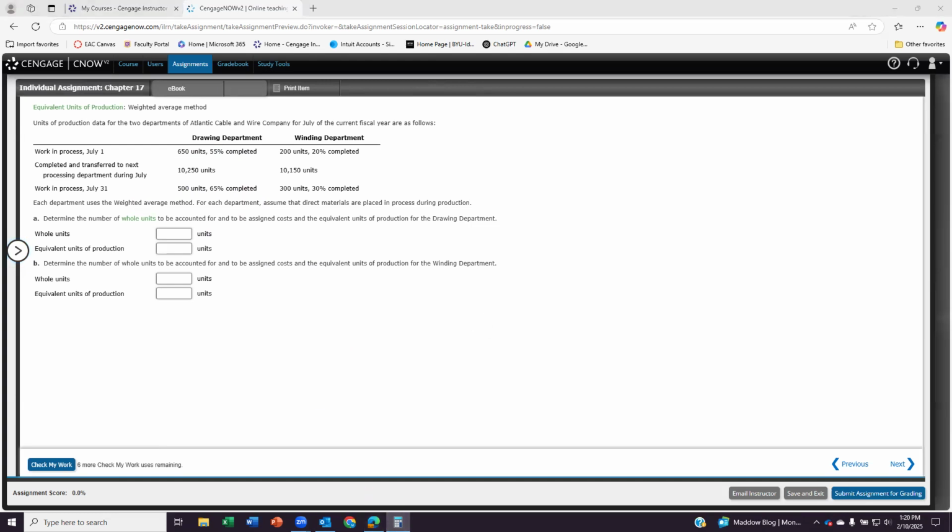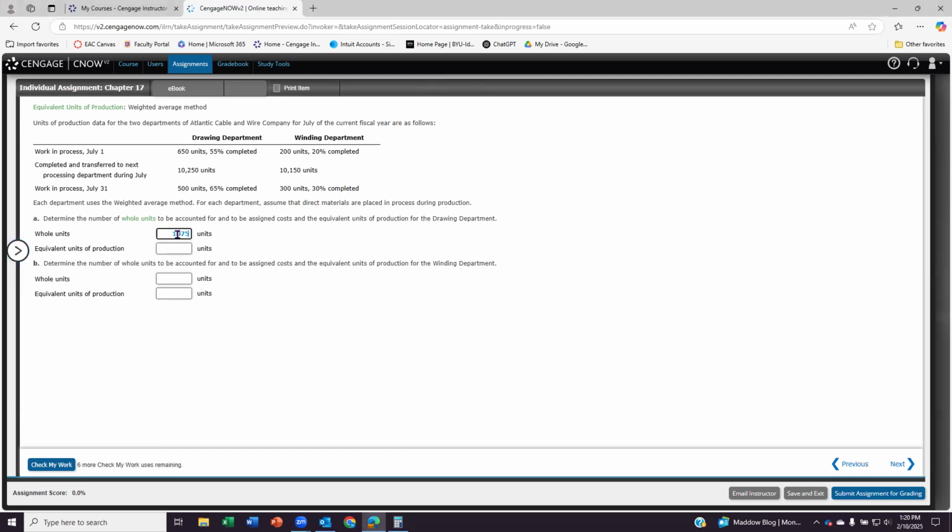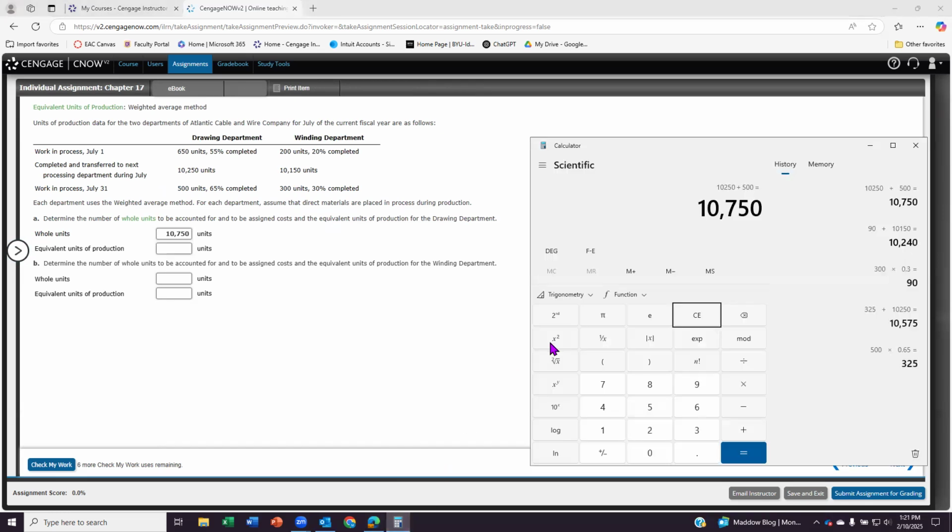I feel almost a little silly that I overcomplicated this in my brain so much. On mine, your numbers might be different, I'm going to say 10,250 plus 500, the work in process. That's how many whole units I have to account for, 10,750. Then my equivalent units of production is all of these units plus the equivalent units here. So I'm going to say 500 units times 0.65, or 325 units, plus 10,250.